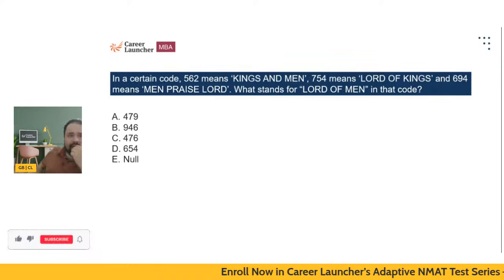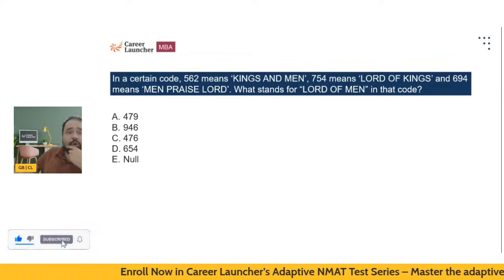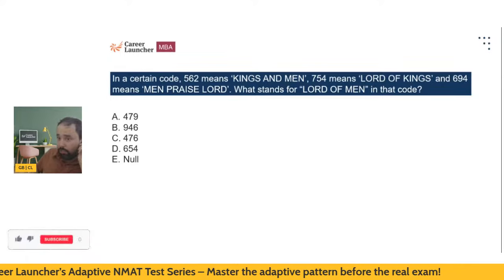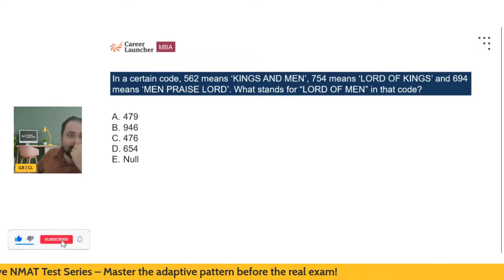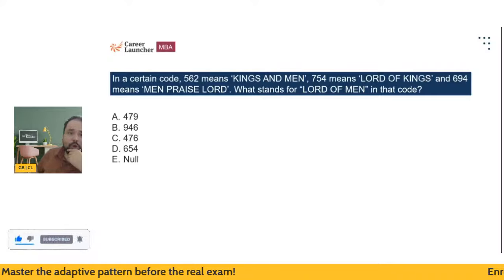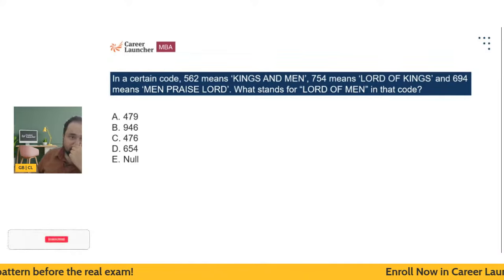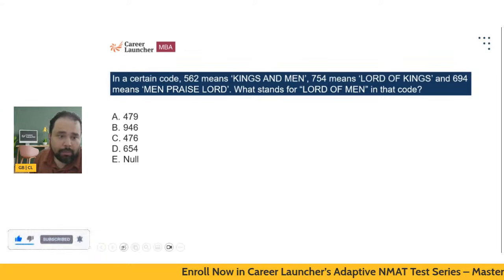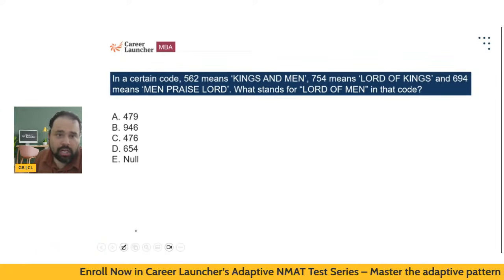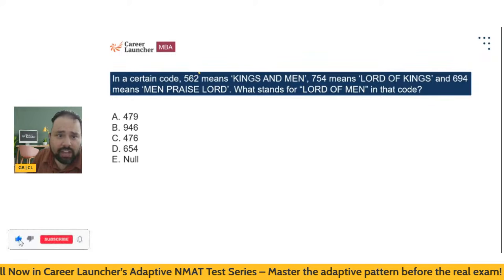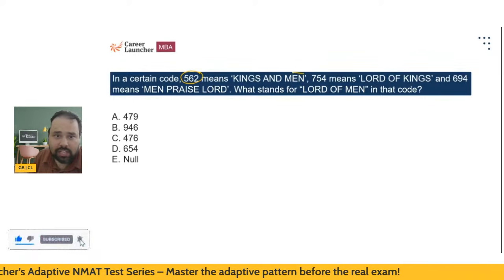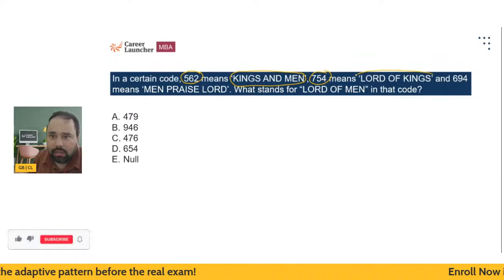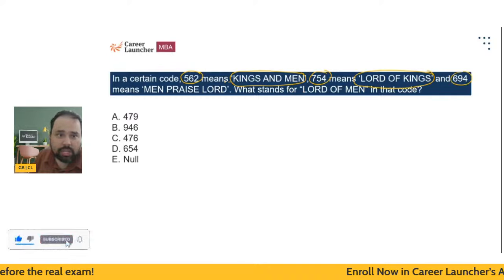Okay. Another kind of question. In a certain code, 562 means kings and men. 754 means lord of kings. 694 means men praise Lord. What does Lord of men stand for? Generally when such a question comes, look at some sort of a pattern or a trend. What is going on in my head is that 562 is 3 numbers, and these words are also 3. Here 3 numbers, and these words are also 3.